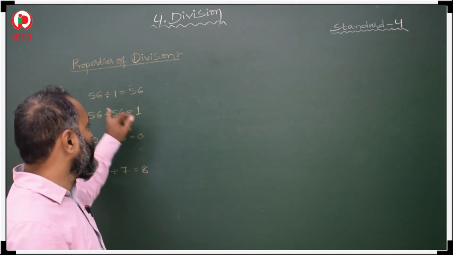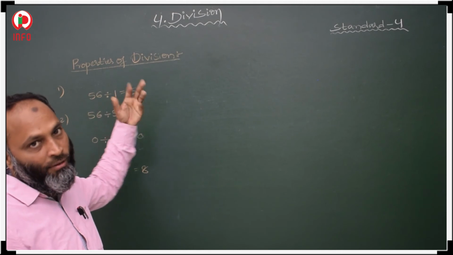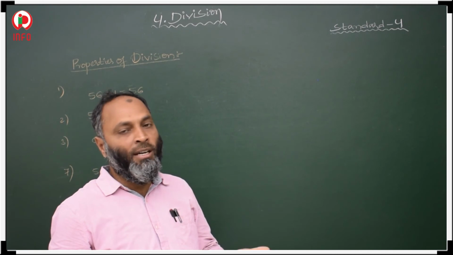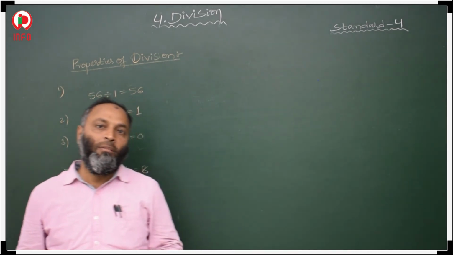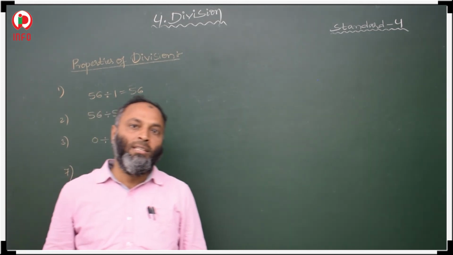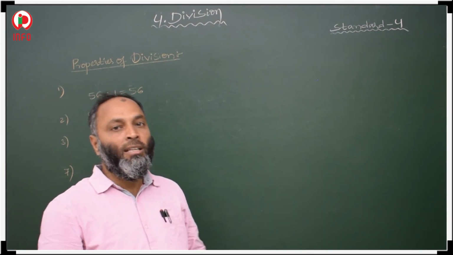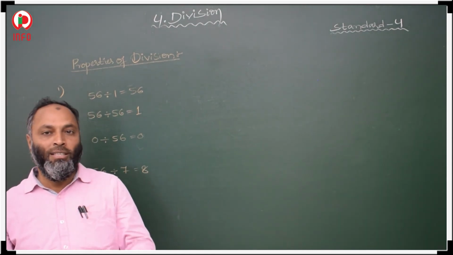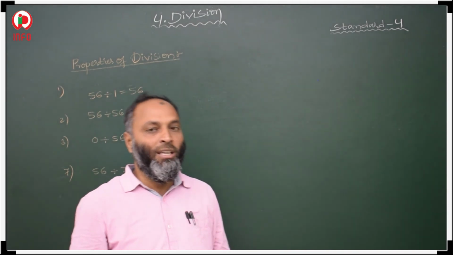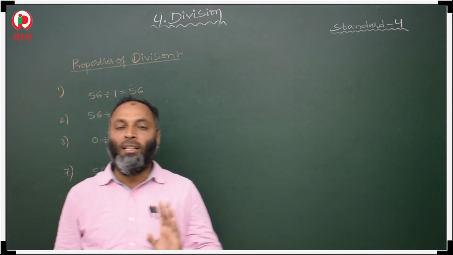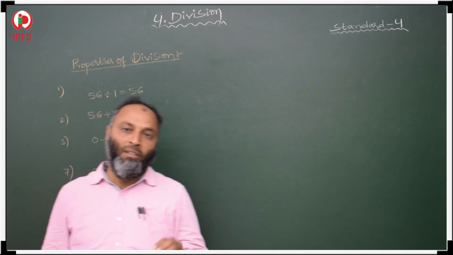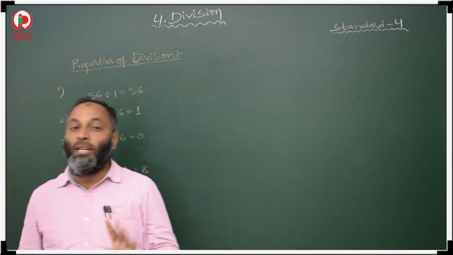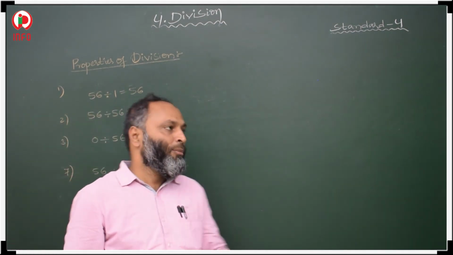If 100 is divided by 1, it is equal to 100. If 99 is divided by 1, the answer is 99. If 1 is divided by 1, the answer is 1. Other than 0, 0 is not included. 0 divided by 1 is 0 only. Except 0, if any number is divided by 1, then we will get the number itself. So this is the first property.